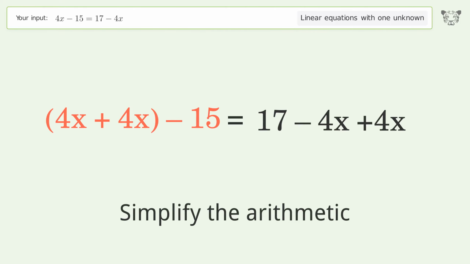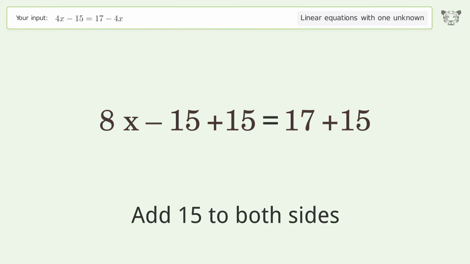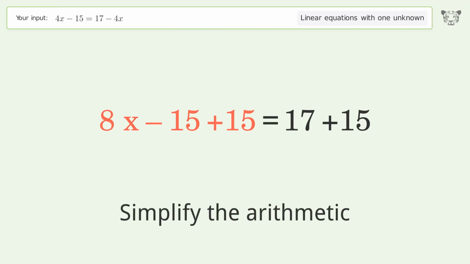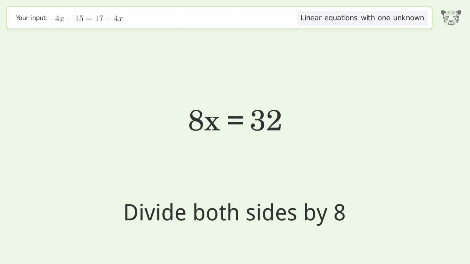Group all constants on the right side of the equation. Add 15 to both sides. Simplify the arithmetic. Isolate the x. Divide both sides by 8.